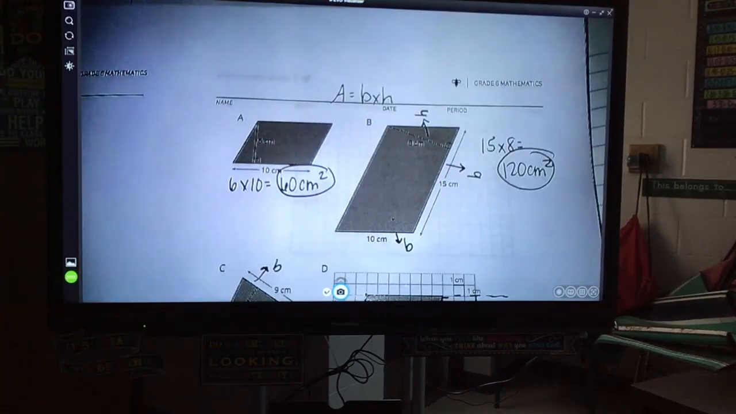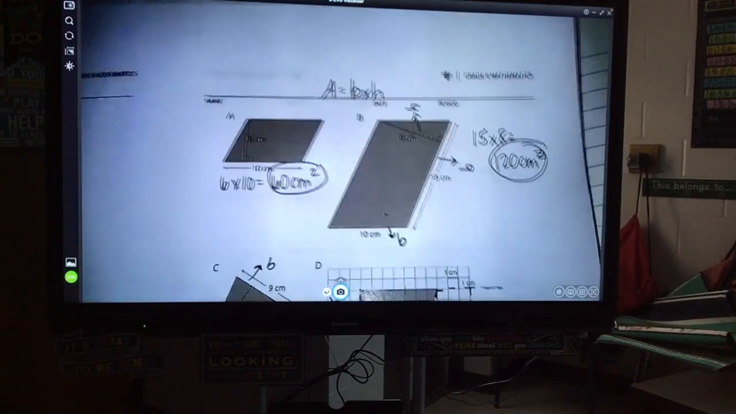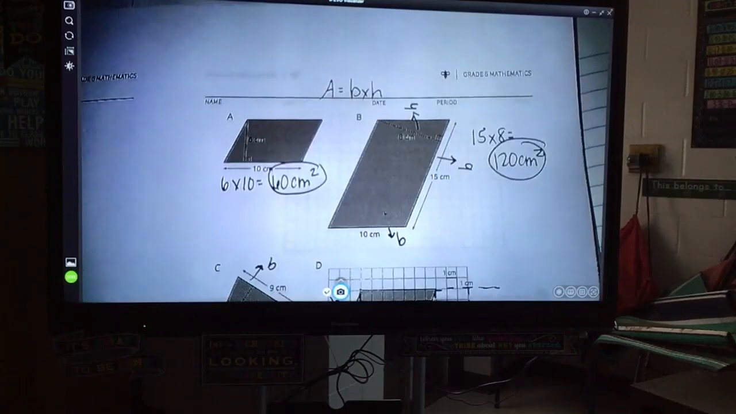Haley, what do you think? Nope, it's not 15. Christian, what do you think? 150? Nope, it can't be more than the area. Jeremiah? 7. Nope. Gabriel, 12. How did you figure that out? Because 10 times what equals 120.